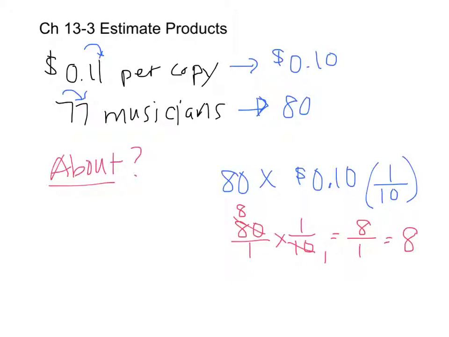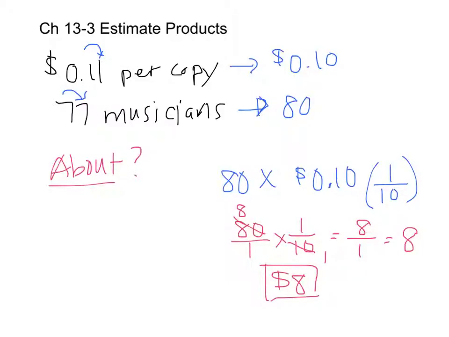Now my question asked me about how much will it cost. So it would cost me how much? 8 cents? No, $8, not 8 cents. It would be 8 cents if it was 0.08, right? So it would cost $8 for 77 musicians to have a copy of the music. And think about it. It can't be 8 cents. It costs 11 cents to make one copy, so 8 cents doesn't even make sense, right? And you have 77 people you need to make a copy for. So it will cost about $8 to make these copies.